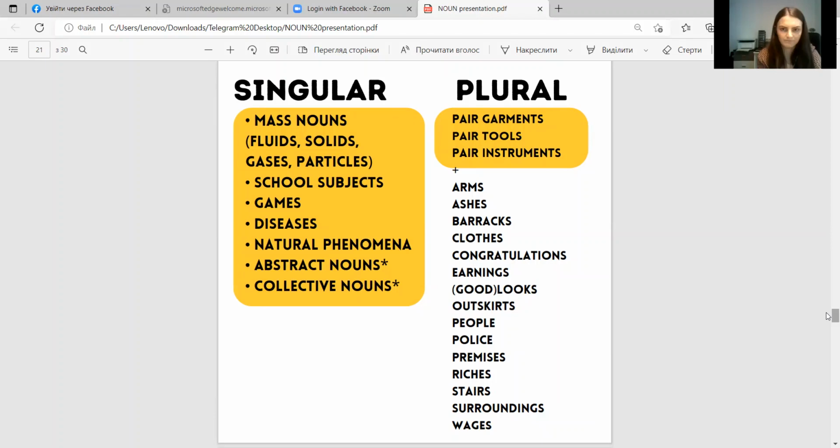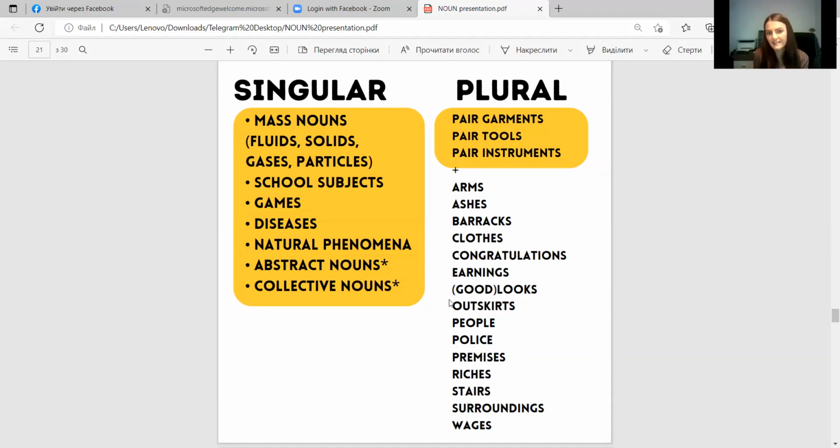Singular nouns, однина: they are mass nouns, так, щось, що позначає масу, fluids, рідини, знову, тверді якісь, так, речовини, гази, particles, частинки чогось, like sand, так, наприклад, пісок. Then school subjects, all disciplines, okay: maths, physics. So you may have even this ending S, yeah, maths, physics, but it doesn't mean it's plural now, this is singular. Games, like billiards; diseases, mumps, flu, disease, це хвороба; and natural phenomena, якісь природні явища: weather, rain, fog; and abstract nouns, абстрактні іменники.